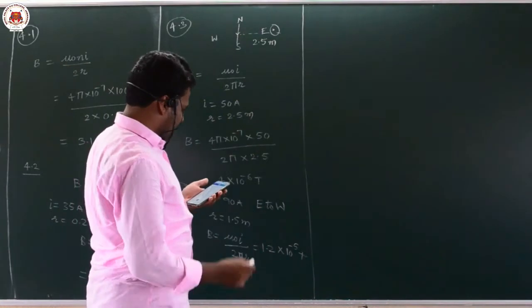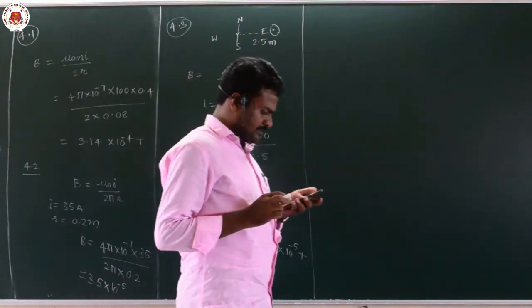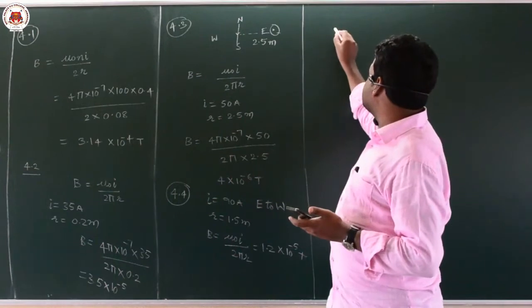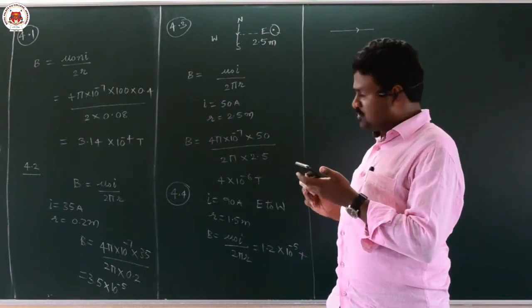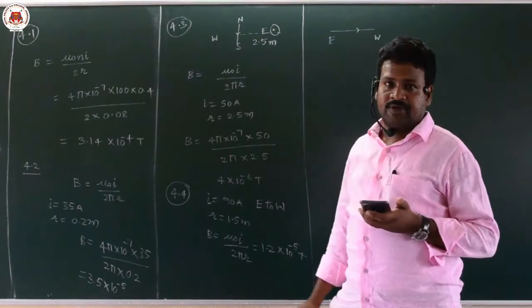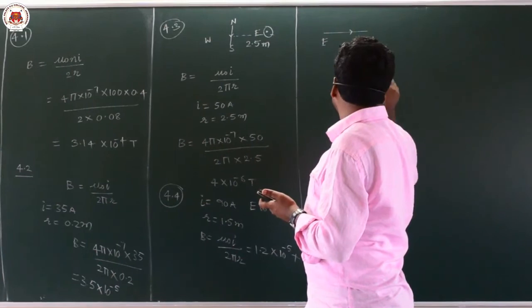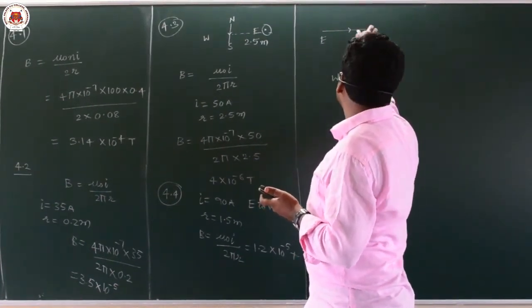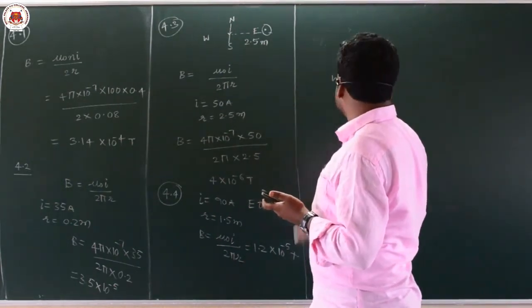Next, what is the direction of the magnetic field is being asked. There is a horizontal wire carrying current from east to west. This is east, this is west. Again you can take the directions north, south, east, west. East to west it is carrying current.